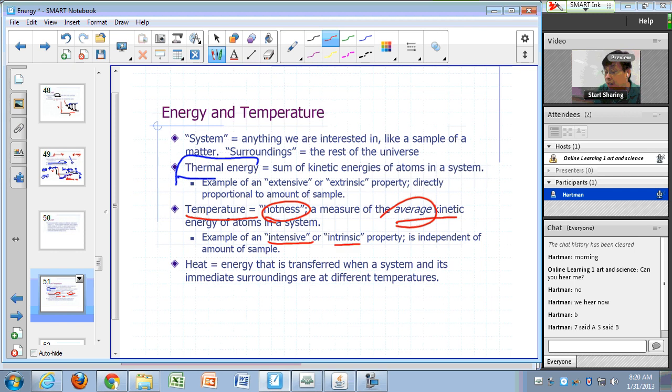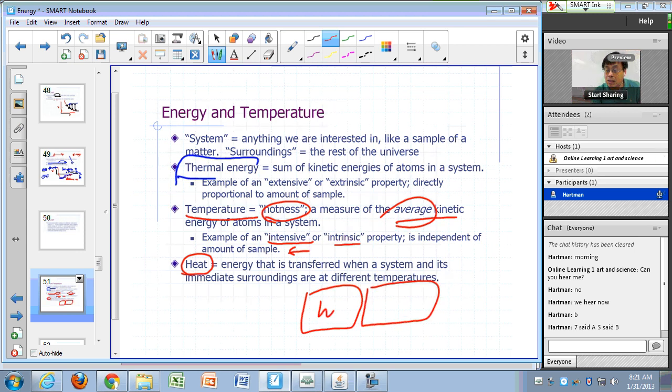It's independent of the amount of the sample. Okay, it's independent of the number of atoms in your sample. Now, what we call heat is not the same as temperature. Heat is actually the amount of energy that's transferred when you put something hot in contact with something cold.